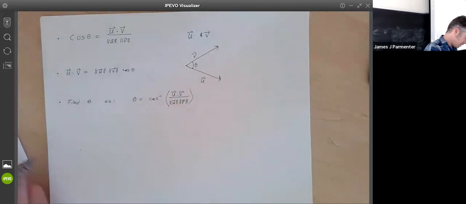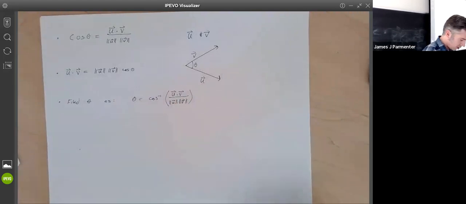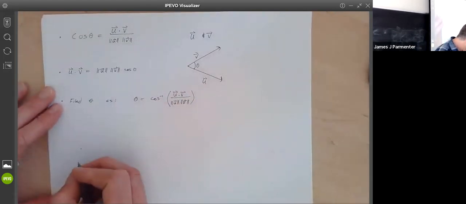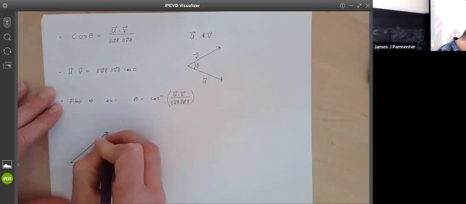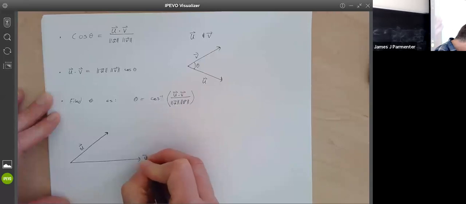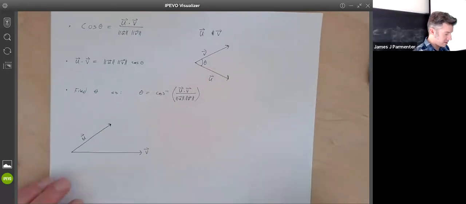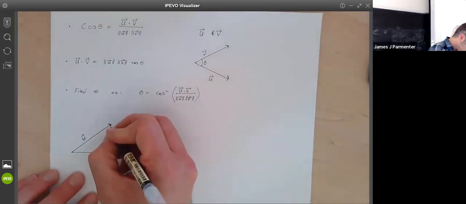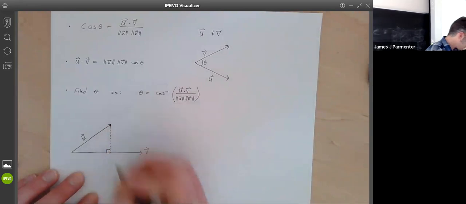One thing we sometimes like to do with vectors is talk about their projection onto other vectors. So let's say we had something that looked like this. Here's a vector u, and here's a vector v. And we want to project u onto v. So all we're going to do is drop a perpendicular from u onto v.